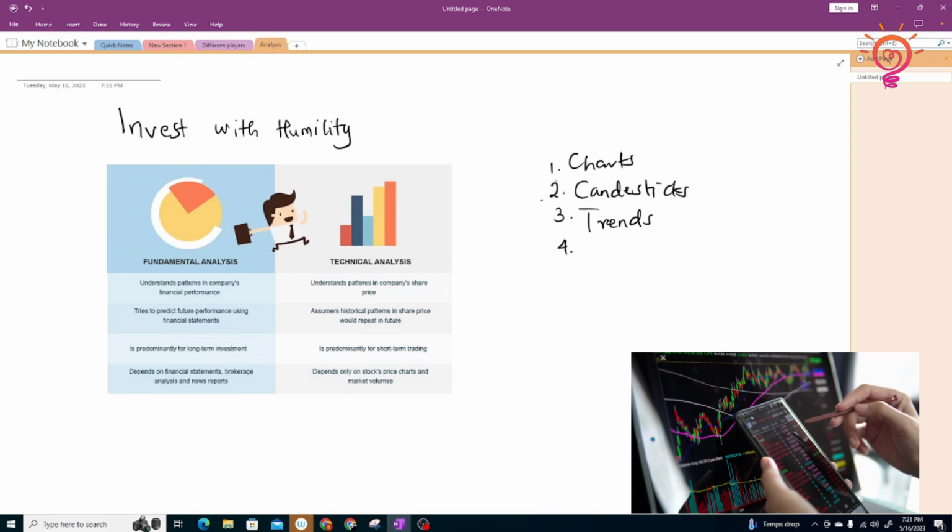We're going to go over support and resistance. We're going to go over chart patterns, volume, and why it's important. We're also going to go over moving averages and indicators. So, moving average, and then we will review indicators.